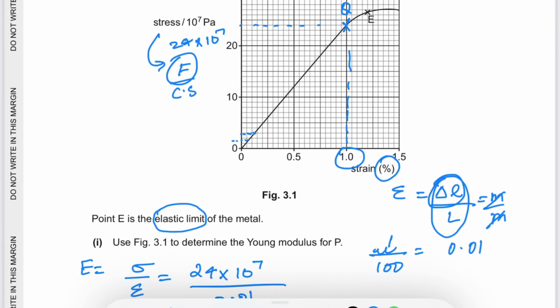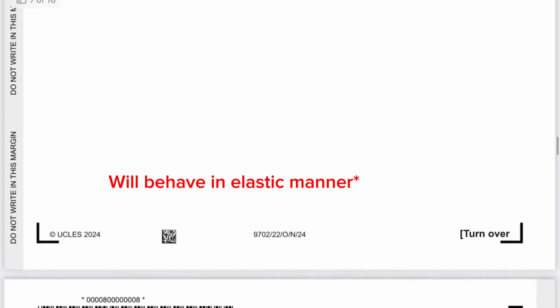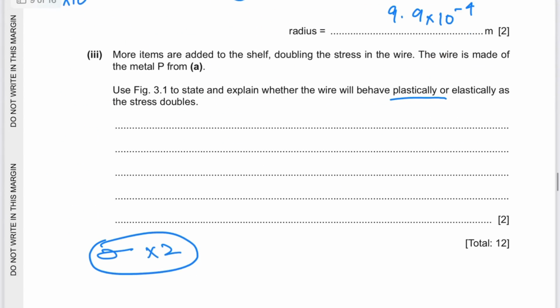And this is clearly well before the elastic limit. So that means at this value for the stress, the wire will still undergo plastic deformation, or it will behave in a plastic manner, and so it can return to its original shape.